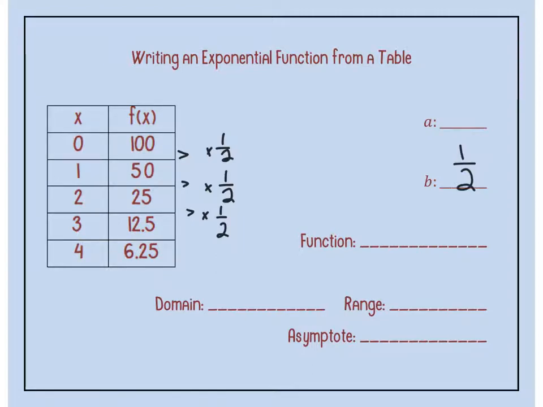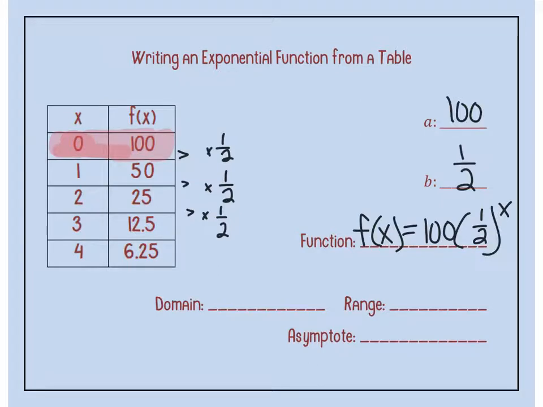A is my starting value. Where is my y-intercept? My y-intercept is where x equals 0. So my y-intercept is 100. So my function of x is equal to a times b raised to the x value.